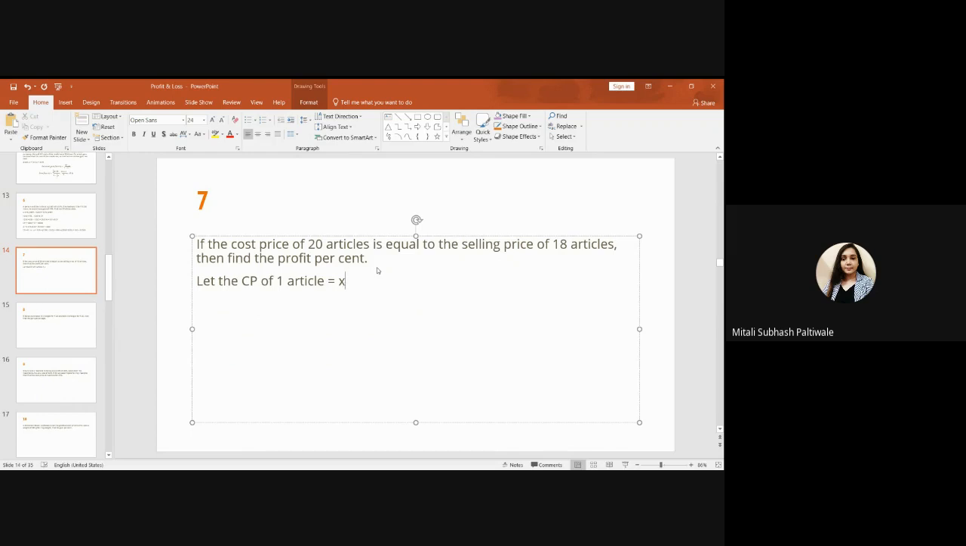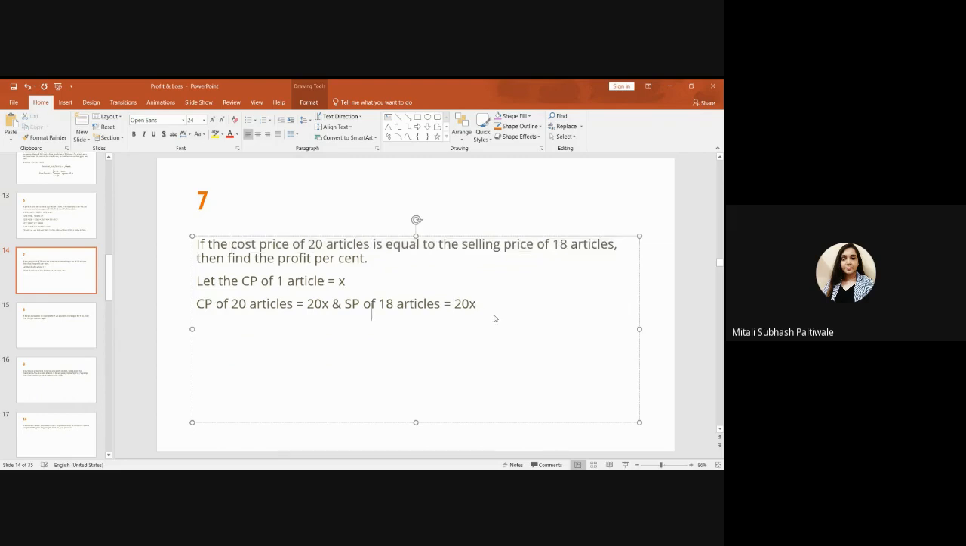Let the CP of one article be x. Now CP of 20 articles would be 20x. And SP of 18 articles would be 20x. Why? Because it has said that the cost price of 20 articles is equal to the selling price of 18 articles. So we have made this.